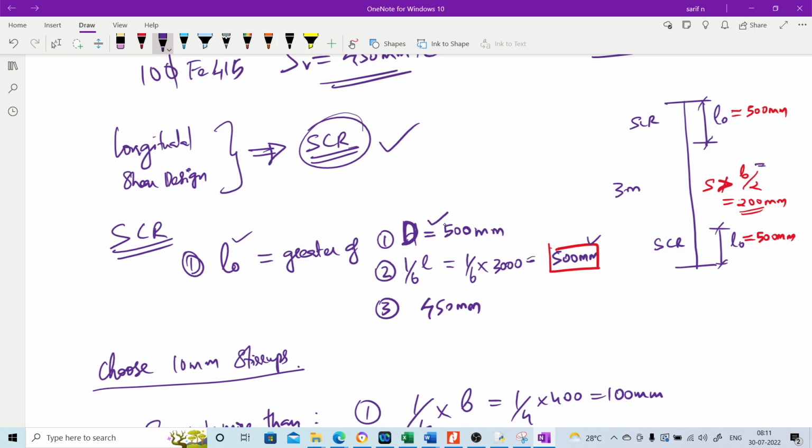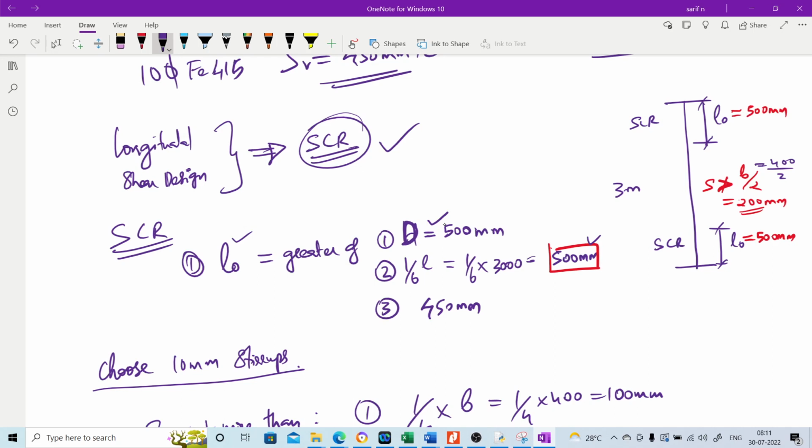So the smallest longitudinal dimension we know is 400, that divided by 2 is 200 mm. So the spacing in this region should not be more than 200 mm. Now we need to find out what is the spacing in this region where special confining reinforcement is provided.